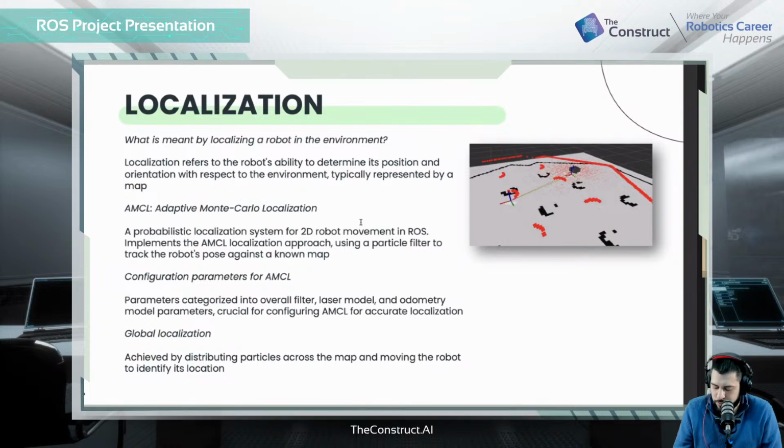The configuration parameters for AMCL are categorized into overall filter, laser model, and odometry model parameters, and they are crucial for configuring AMCL for accurate localization. We have global localization, which is achieved by distributing particles across the map and moving the robot to identify its location. Global localization also means that the robot does not know its position, and when you move it across, the particle size decreases. The more the particle size decreases, the higher the probability of the robot knowing where it is in the map.